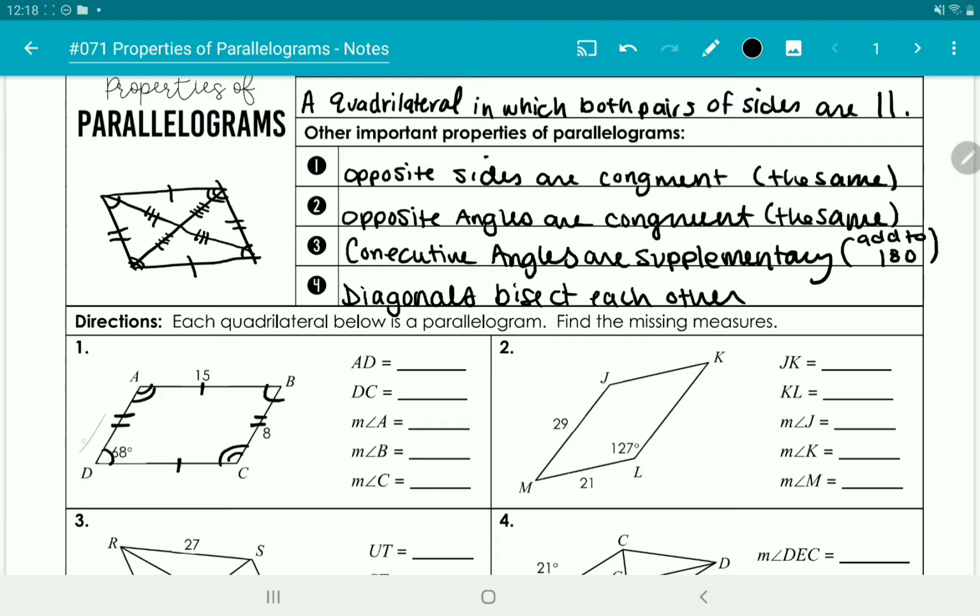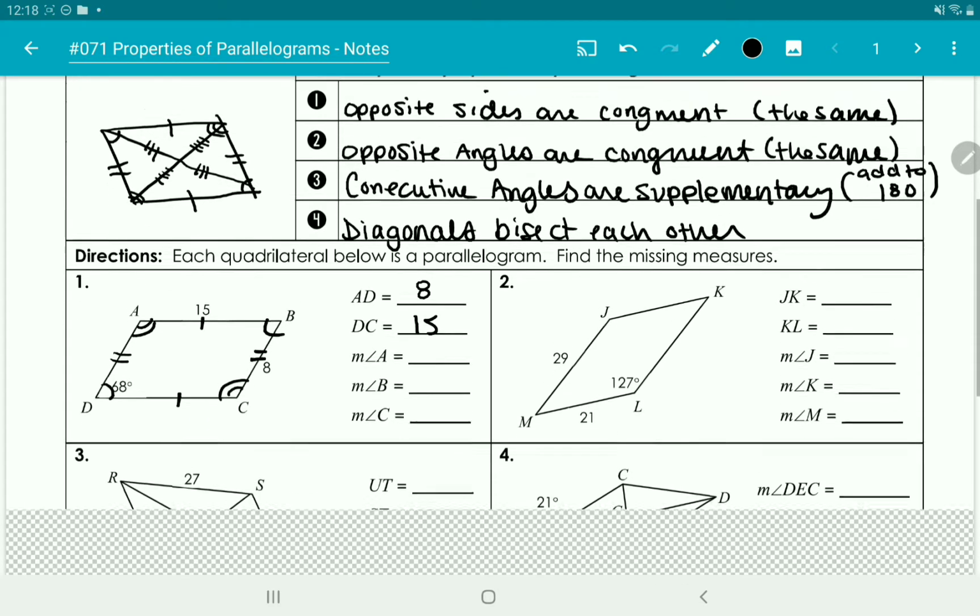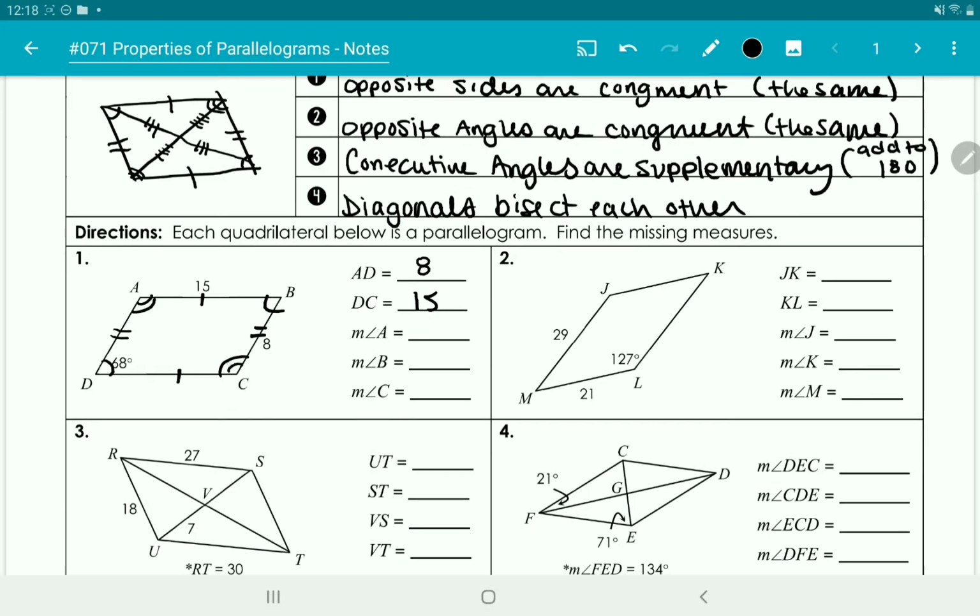So AD over here has 2 tick marks. What do you got? Same as this one, which is 8. DC here is going to be the same as the one across from it. It's 15. Okay. Measure of angle A has 2 tick marks. It's opposite this one. We don't know what that one is either, so we know that it's not the same as this one, so it's going to be 180 minus this one. So we'll do 180 minus this 68, which is going to give us 112 degrees. So A is going to be 112 degrees, and I'll go ahead and write it here.